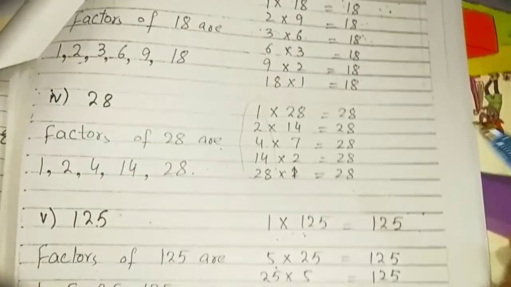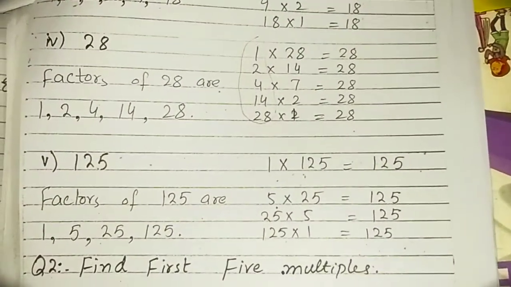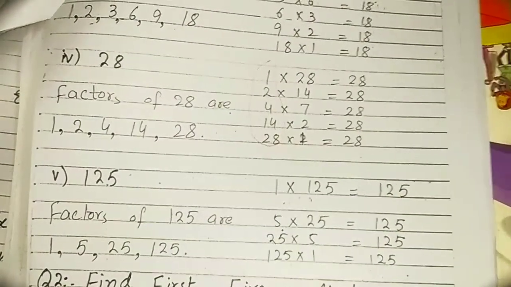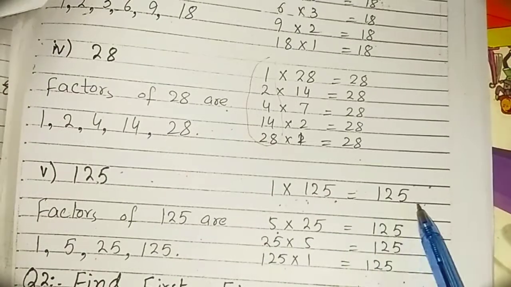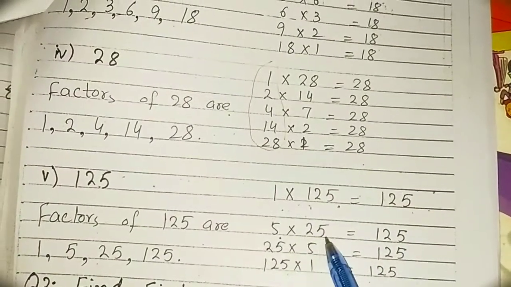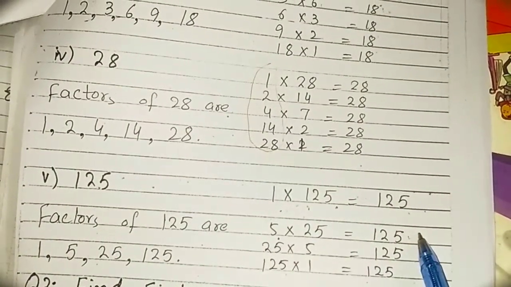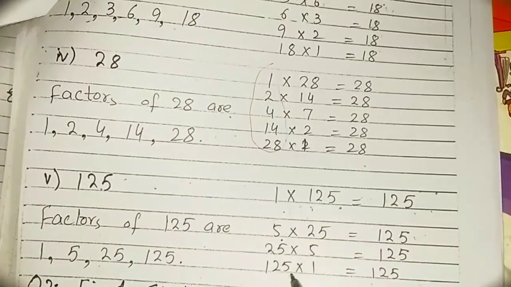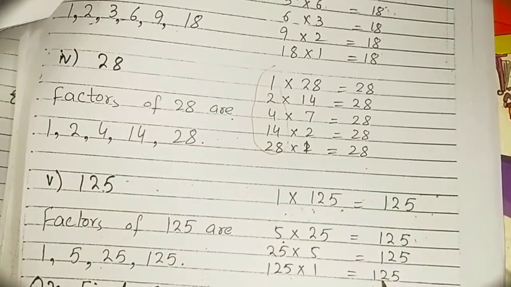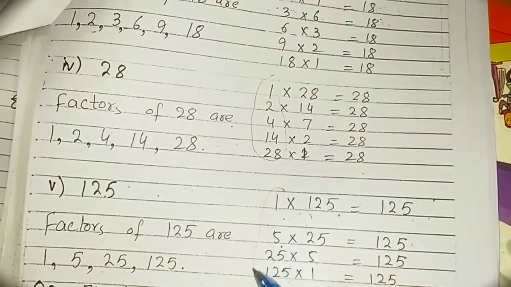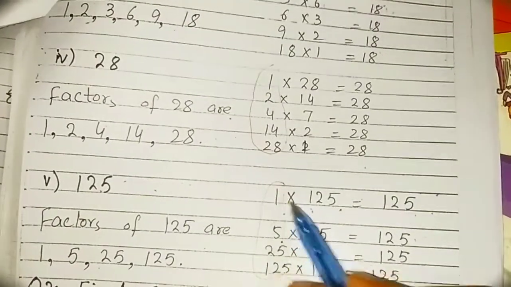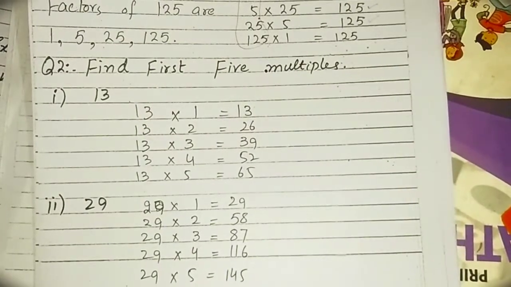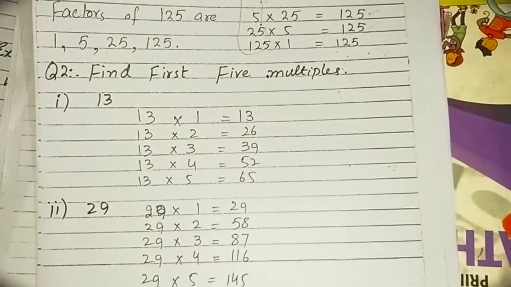In part 5 we have to make factors of 125. So we have to read the table of those numbers in which 125 occurs. Here 1 into 125 is equal to 125, 5 into 25 is also equal to 125 and 25 into 5 is also equal to 125, 125 into 1 is also equal to 125. Our factors are 1, 5, 25 and 125.